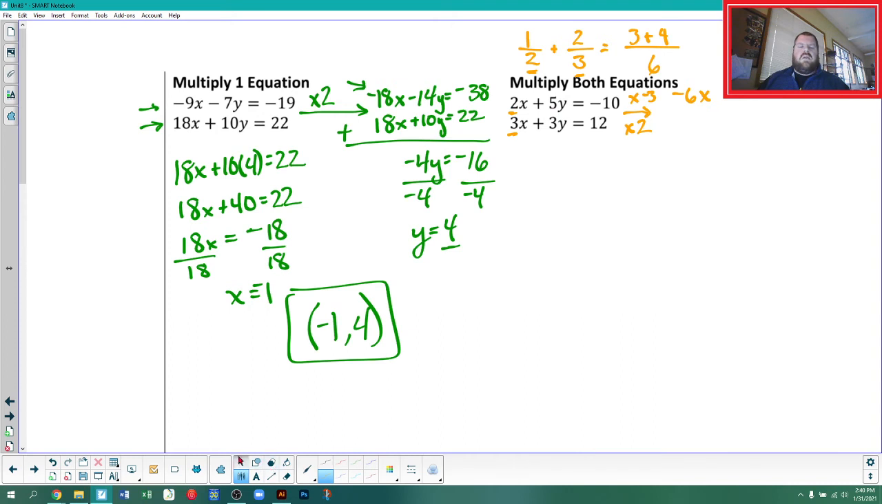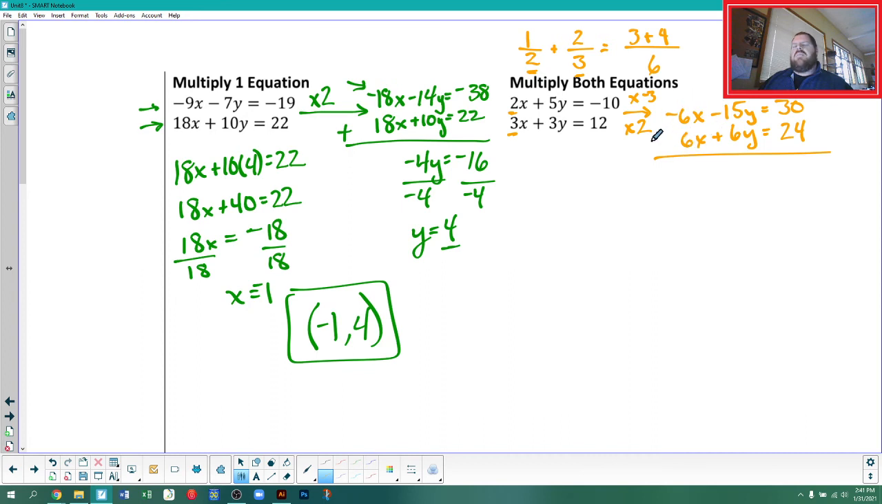I am going to be covering up my work here, so let me move down just a little bit. 5 times -3 is -15y. And -10 times -3 is +30. And you still can't see that very well. There we go. Now, on the other one, I'm multiplying it by 2, so I'm doubling all of these. That's going to be 6x plus 6y equals 24.